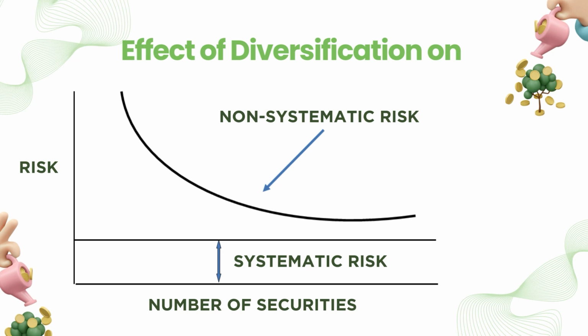So systematic risk remains constant. Whether you are invested in one company, two companies, three companies or 20 companies, your systematic risk will remain constant because almost all the companies' performance gets affected due to system-wide factors. But the moment you increase the number of securities in your portfolio, non-systematic risk comes down. How does it come down? When you have invested in 20 companies across different industrial sectors, then definitely all the industrial sectors are not going to do poorly or not going to do well. So some industries will do well, some industries will do badly, and some industries will do average.